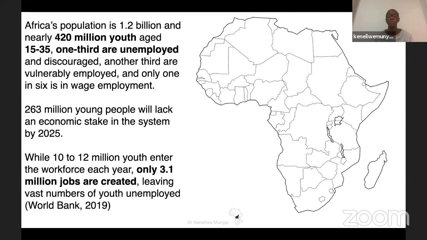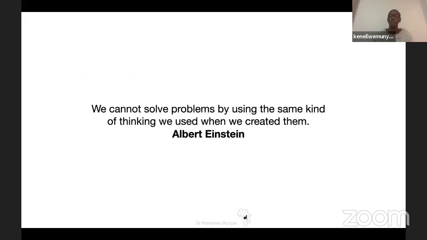So you have a population of 1.2 billion, and then 420 million of those are young people, and one third are unemployed, which is a real serious problem that requires us to come up with solutions to it. And of course, Einstein says we cannot solve problems by using the same kind of thinking we used when we created them. This is where innovation comes to play. So we need to change our strategies. We need to find new ways of doing things and new ways of working.